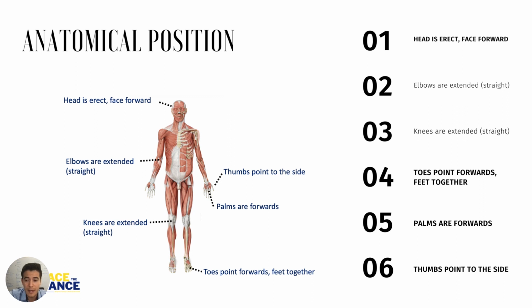And so you can see that we have more of our hands shown more superficially, where our palms are facing anteriorly, and then our elbows are extended. They're not in any kind of flexed position. The knees are extended too, also not in any flexed position.